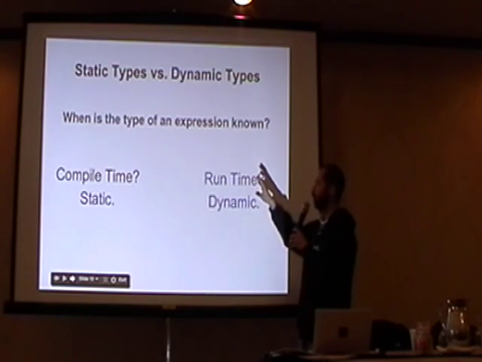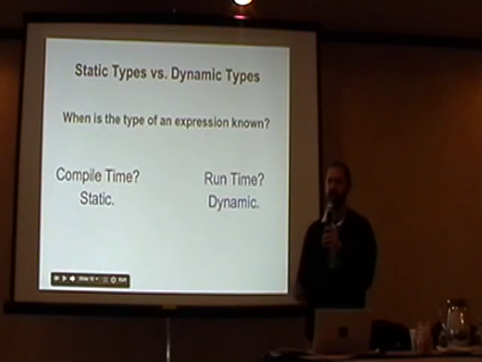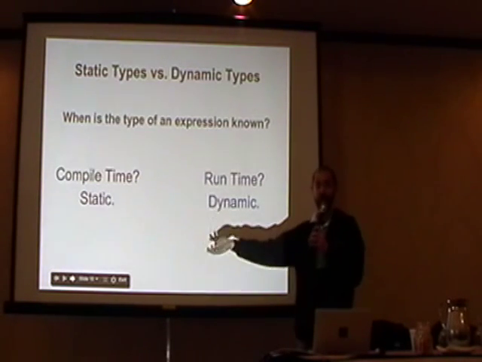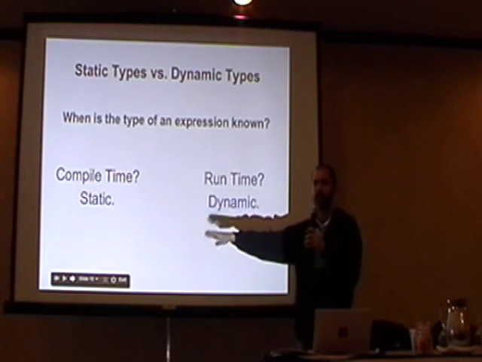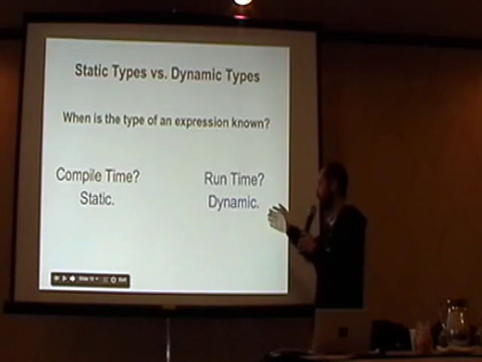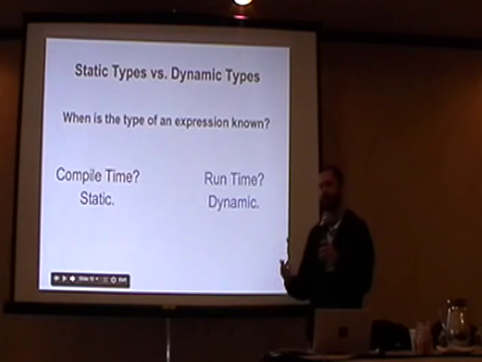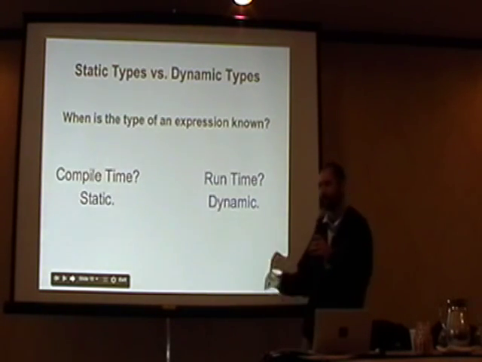When you look at when the type of an expression is known, right? Is it an int, is it a string, is it a whatever object? When is it known? If it's known at compile time and you're compiling something, it's statically typed, right? You know the type when you're doing the compilation process. If it's at runtime, then it's dynamically typed, right? I mean, you guys probably realize this. I just want to be clear so we're all on the same page.